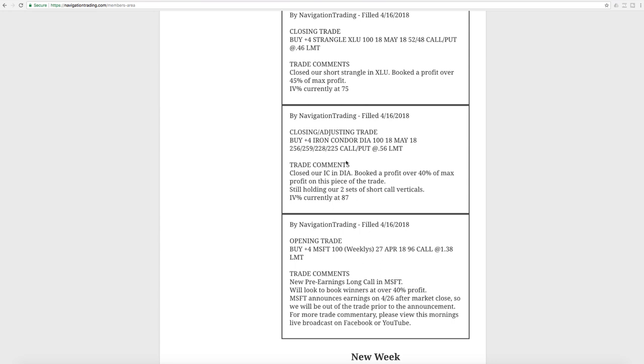action. First trade, we started out of the gate on Monday with a pre-earnings long call in Microsoft. And so we like to put these on, as we teach in the course, leading up to the earnings announcement, because a lot of times in some of these tech stocks, you get some upside momentum as well as the expansion in implied volatility to help offset some of that theta decay. So we did that in Microsoft.